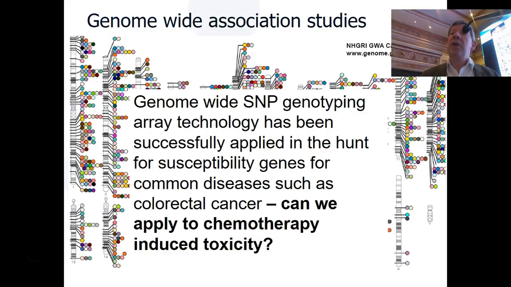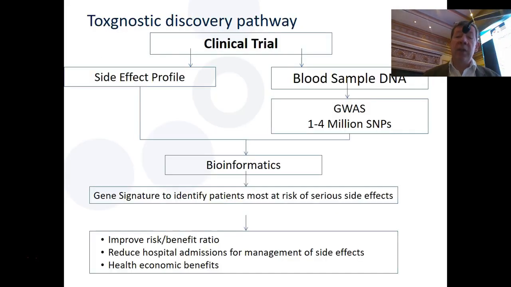And therefore, we've been doing some genome-wide association studies. These are large correlative studies linking toxicity to the patient's genes to see if we can come up with a signature that would allow us to find which patients are more at risk of developing serious toxicity. So we've called this a new science. How do you invent a new science? We invented a new science called toxnostics.